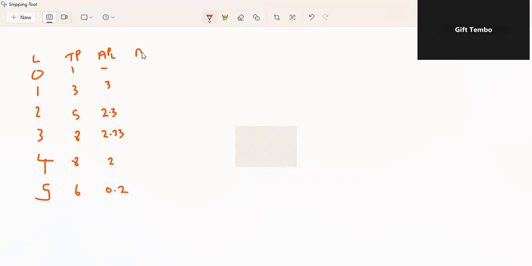Then what is the marginal product of labor? The additional units. So from 1 to 3 divided by 1 minus 0. So what is our additional units we're having here? We have 2 units. From here to here, another 2 units. From 5 to 8, we have 3 units. From 8 to 8, we have 0 units. And from 8 to 6, we have negative 2. So this is following the law of diminishing returns.